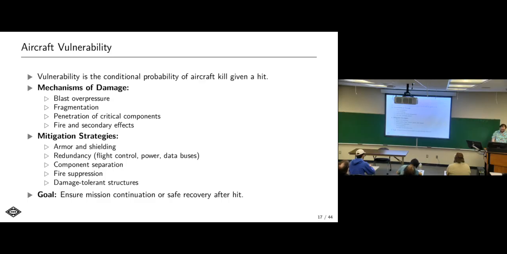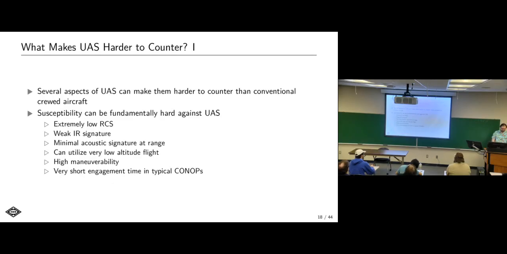So that kind of gives some terms and scopes of how do we view aircraft in a way that can be countered. So going from there, what makes UAS really hard to counter? What makes all of this a massive field that has a ton of research?